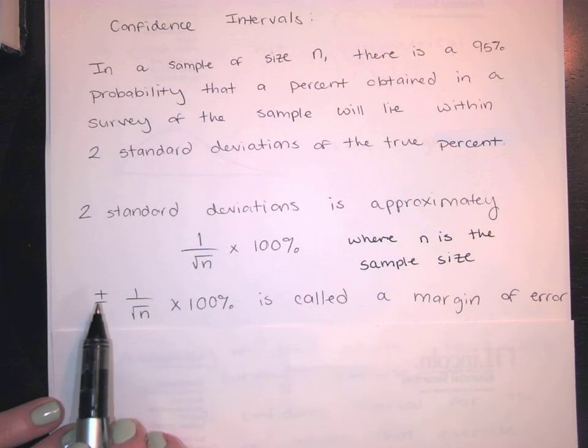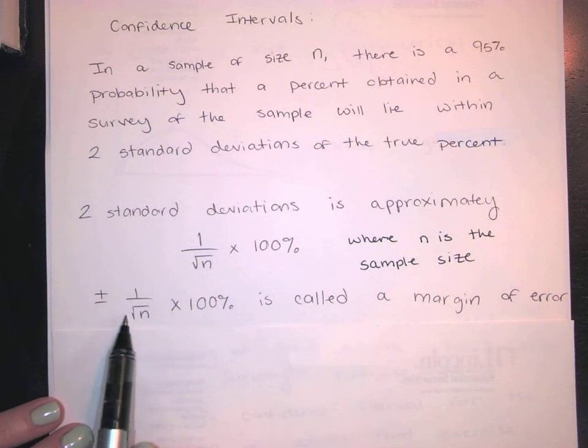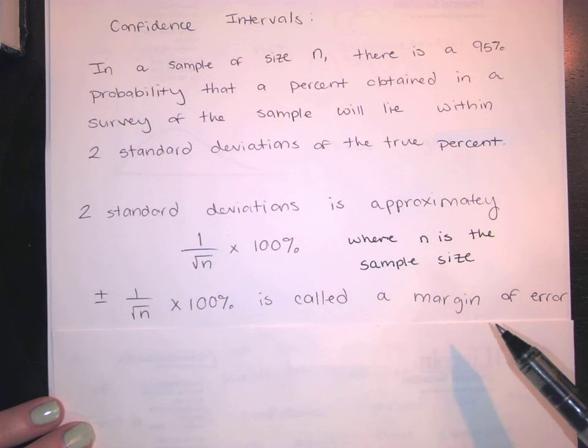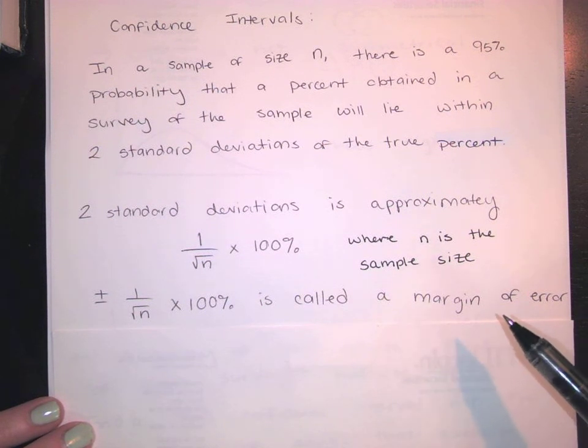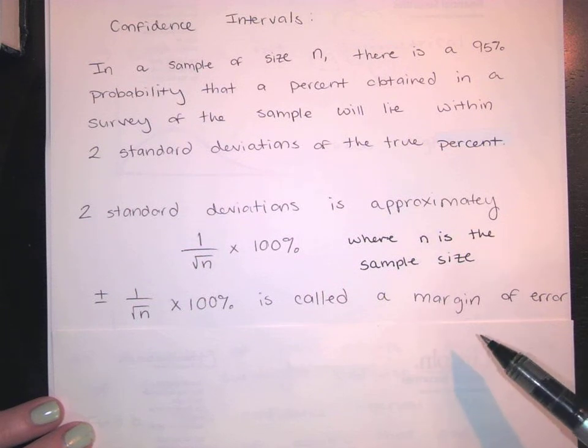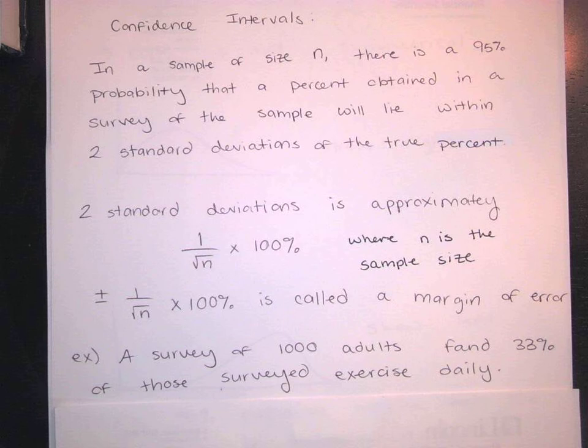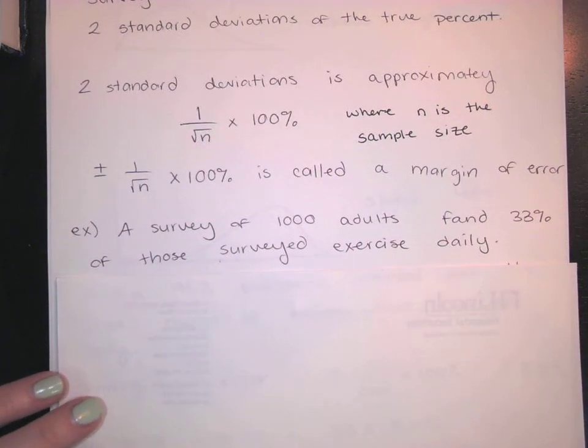So plus or minus this value, 1 divided by the square root of n times 100, is what we call a margin of error. So maybe you've noticed in political polls or things like that, when you see a statistic given in the news, a margin of error given with it. Let's do an example to see if we can make sense of this.